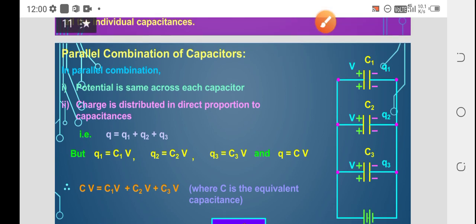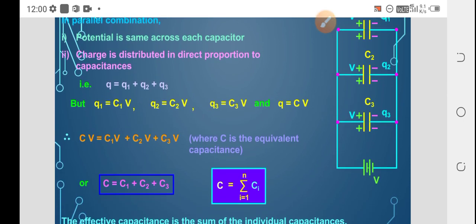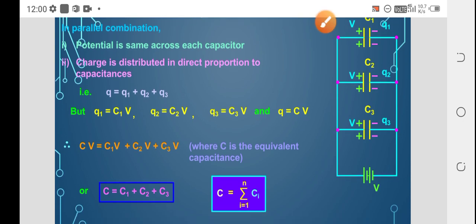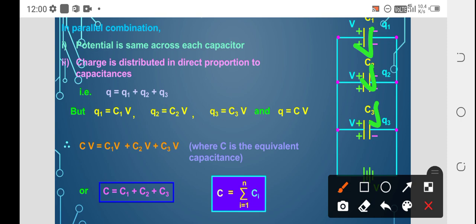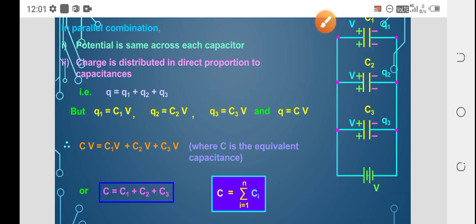Now from this figure what we can analyze here: in parallel combination the potential is the same across each capacitor. So we have three capacitors, and in all three the value of V remains the same. The second point is that charge is distributed in proportion to the capacitance. You know C equal to Q by V. That means if V is constant, C is proportional to Q. If the charge increases, C also increases. So the charge is distributed over these three capacitors.